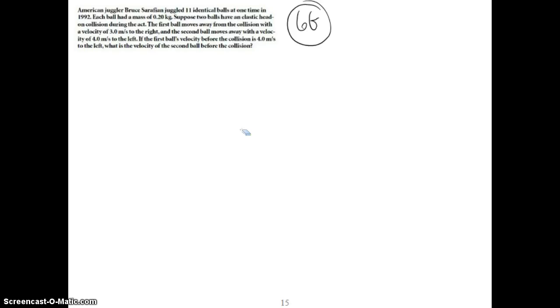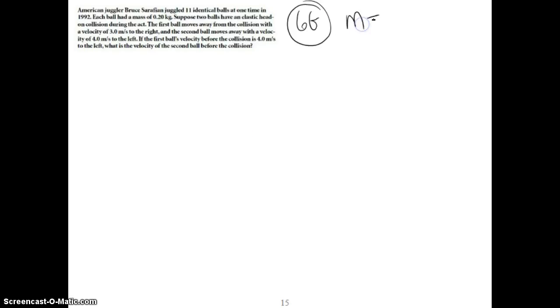An American juggler, we're going to call him Bruce, juggled 11 identical balls at one time in 1992. Each ball had a mass of 0.20 kilograms. Suppose two balls have an elastic head-on collision during the act. The first ball moves away from the collision with the velocity of 3 to the right, and the second ball moves away with the velocity of 4 to the left. If the first ball's velocity before the collision is 4 to the left, what is the velocity of the second ball before the collision?